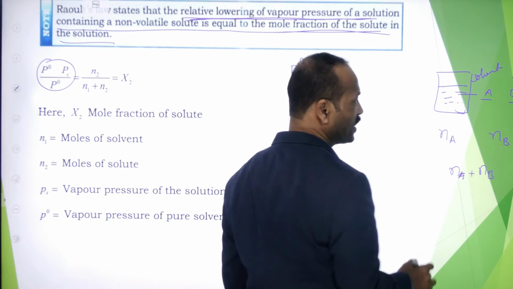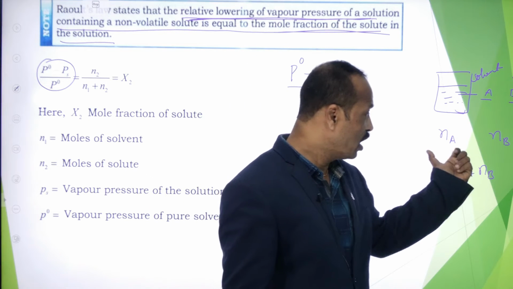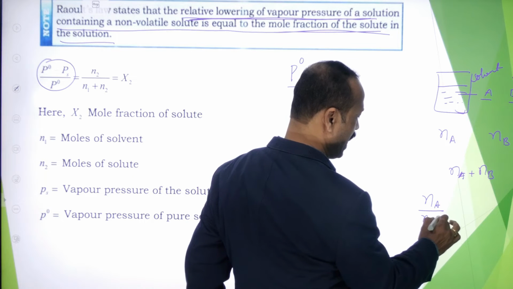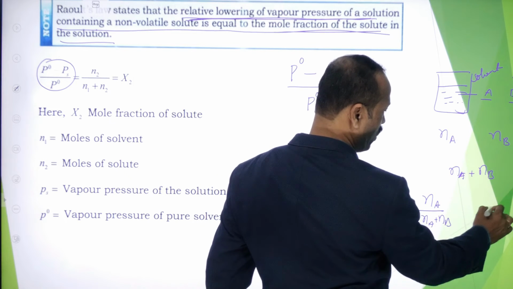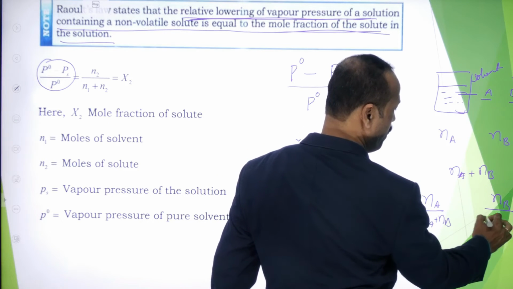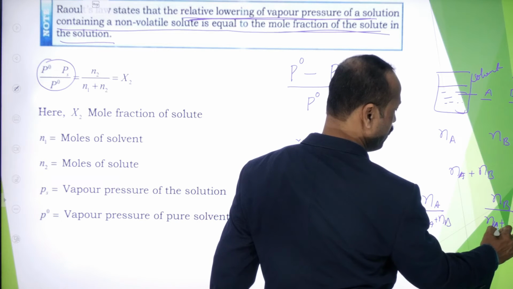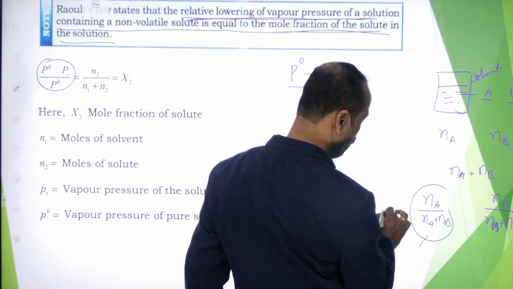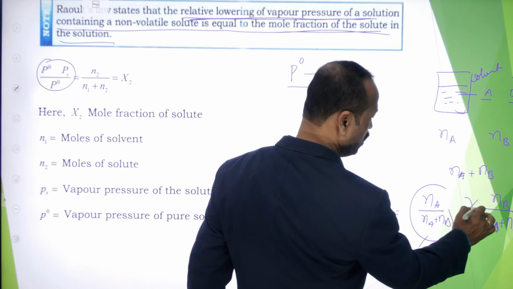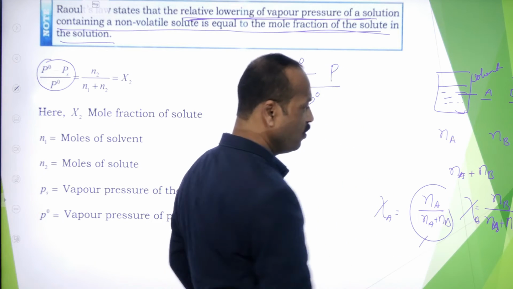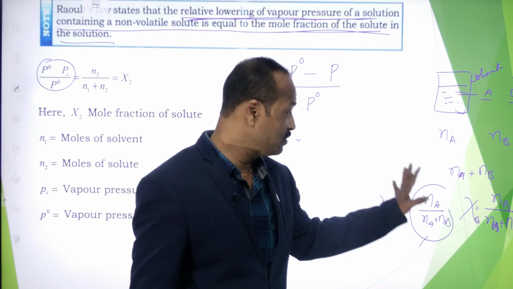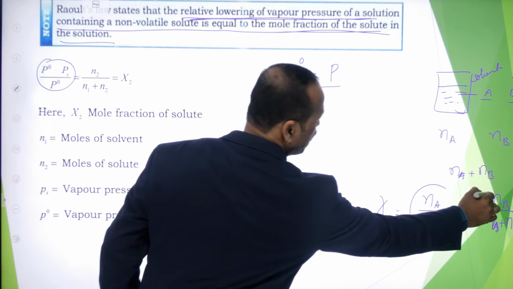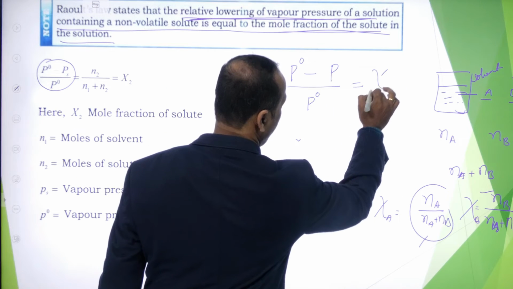Now if I want the mole fraction of solvent, what can I do? Na by Na plus Nb. If I want the mole fraction of solute, then Nb by Na plus Nb. So this is the mole fraction of a solvent, and this is the mole fraction of a solute. Mole fraction is denoted by chi, the symbol which looks like an X. So the mole fraction of solute is equal to Xb.